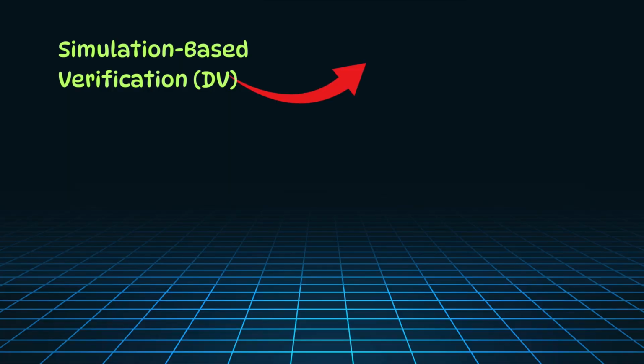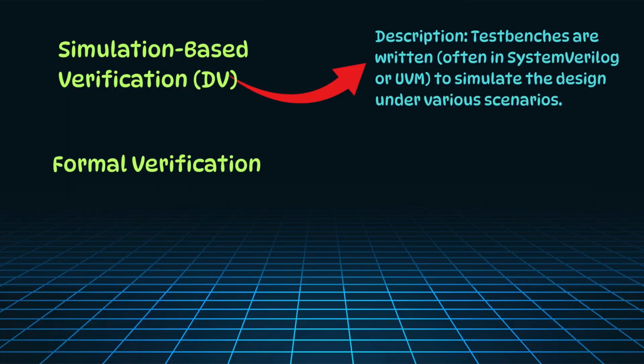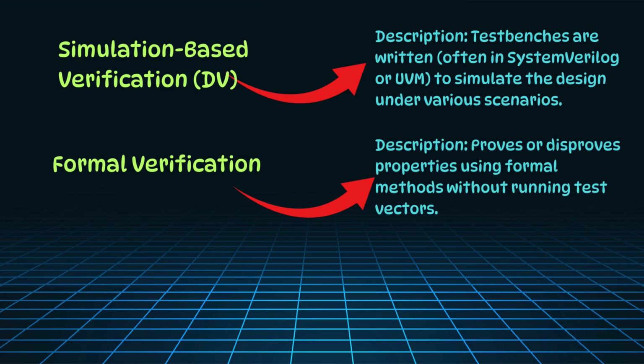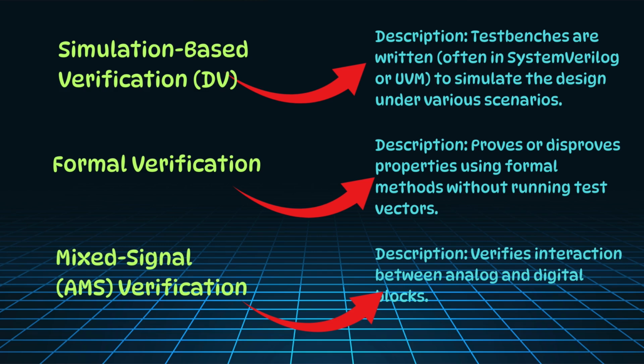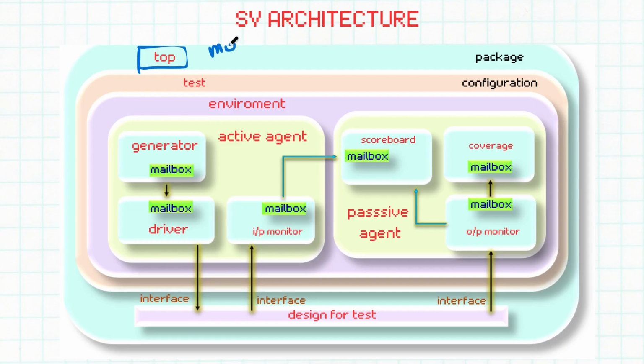The verification engineer also mentions what type of verification he will do for that specific feature, for example functional verification, formal verification, or AMS verification. If the chip has both analog and digital parts communicating with each other, then we need AMS verification. And if the chip has only a digital part, then we will do digital verification.